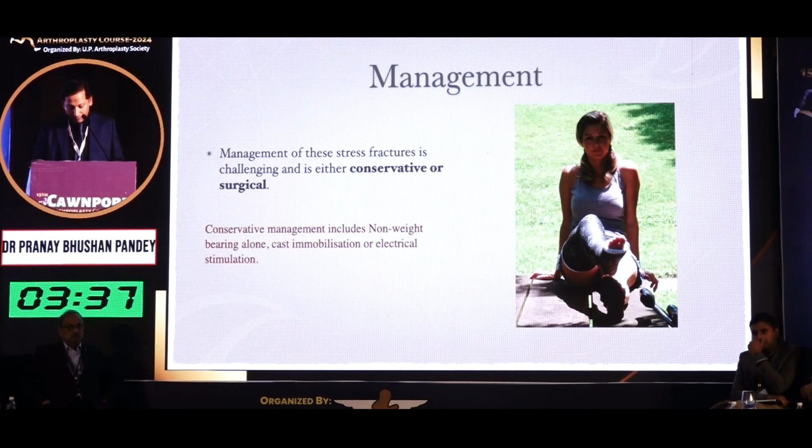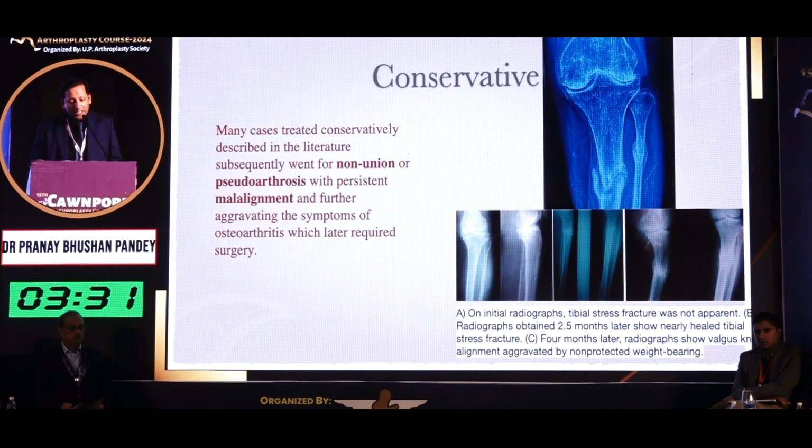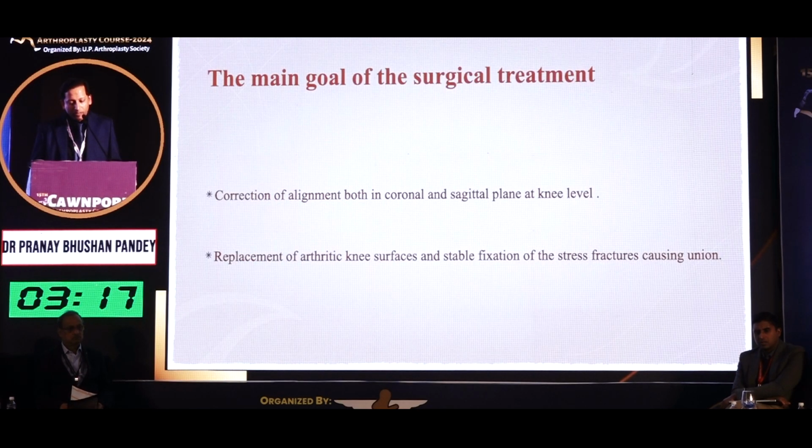Many people prefer conservative management: non-weight bearing, plaster immobilization, and many other techniques. But as we know, conservative therapy in these fractures has many complications like non-union, pseudoarthrosis, malalignment, and if at all you are lucky, it can lead to knee stiffness, which ultimately will have to go in for a knee replacement in such knees. So the main treatment comes out to be surgical.